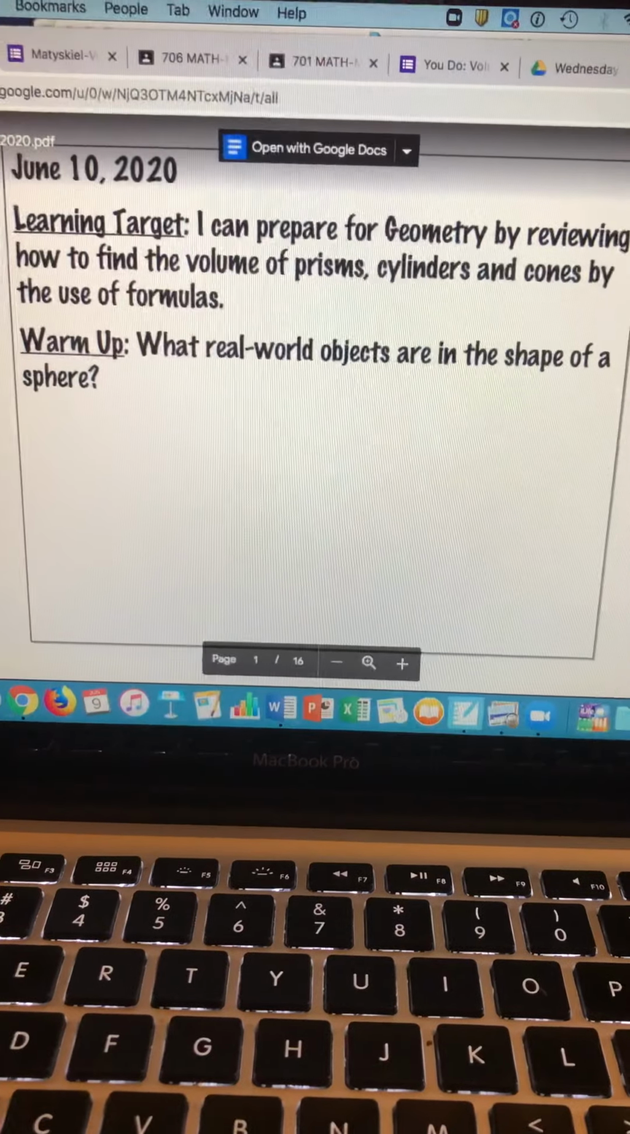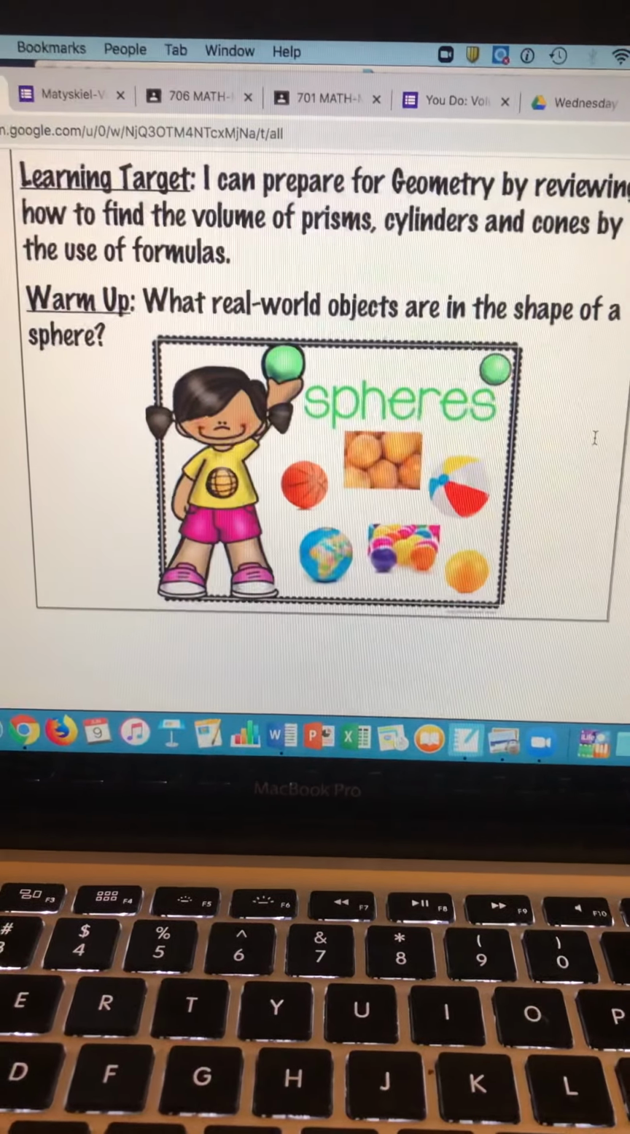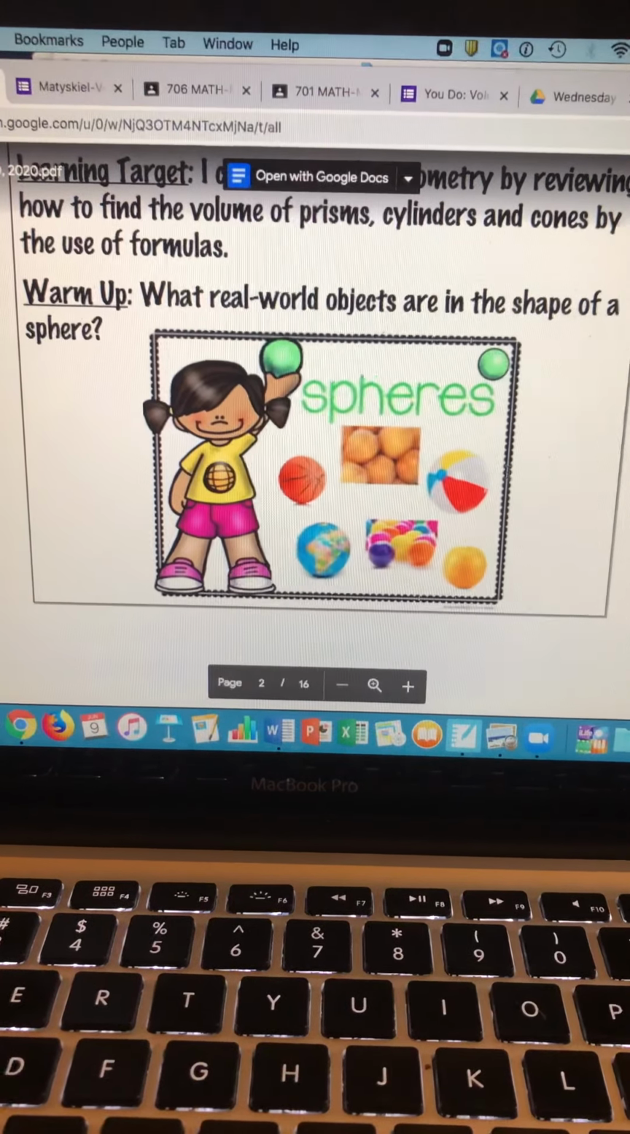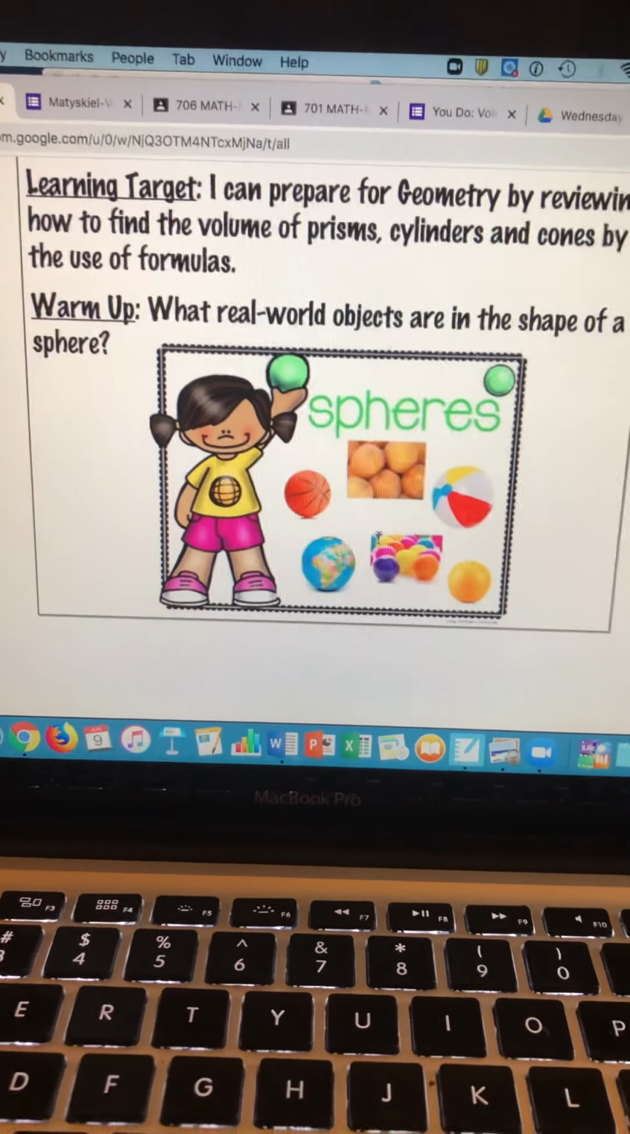I'm just going to bring this up a little bit. Okay. So this was just a cute picture, I thought. So you have the beach ball, you have a basketball, a globe, an orange, all different things that could be in the shape of a sphere, okay?